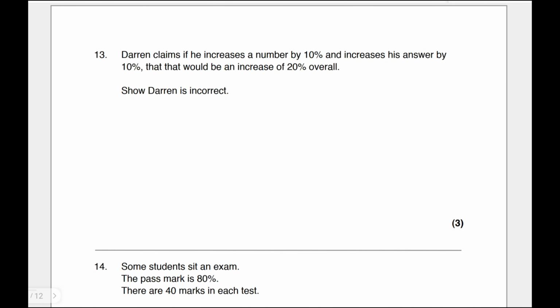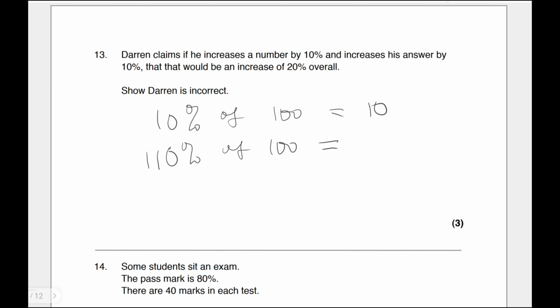Therein claims if he increases a number by 10% and increases its answer by 10%, it would be an increase of 20% overall. Show that Therein is incorrect. Simple. So let's say we have 100. So what is 10% of 100? That will be equals to 10. So if I increase 100 by 10%, it means 110% of 100 is going to be 110.